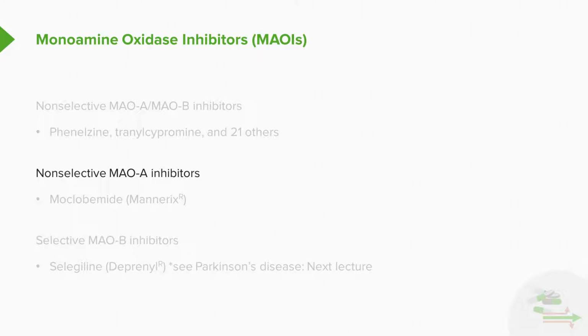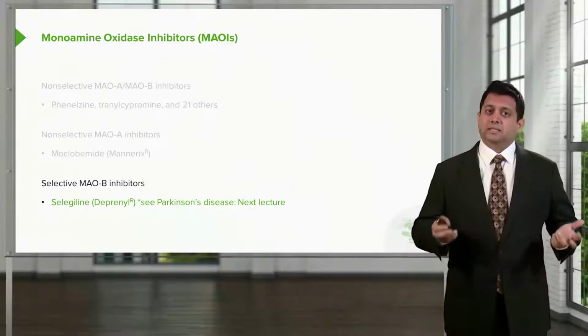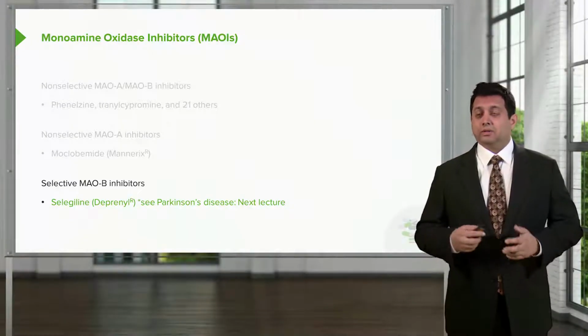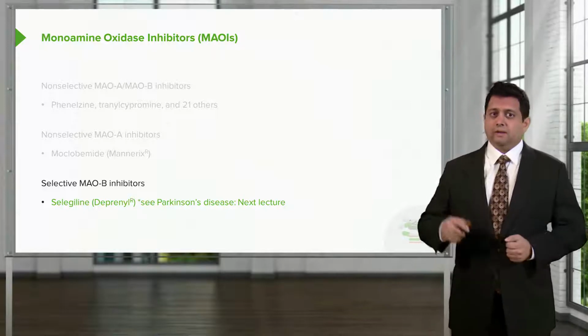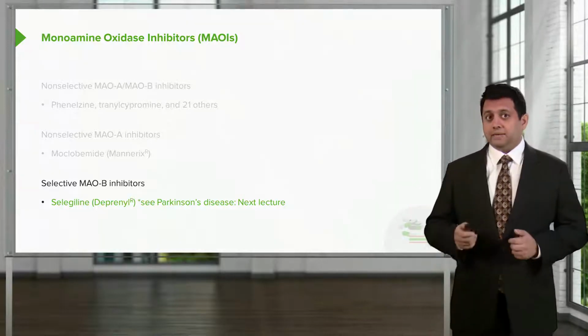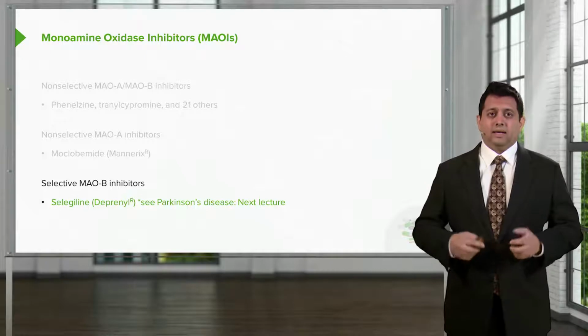The more selective MAO-A inhibitors include Manerix, or moclobemide. Now, this is a prototypical drug. This is the one that you'll probably be tested on. The selective MAO-B inhibitor is selegiline, and it is also used in Parkinson's disease. This is a prototypical drug. There are many, many MAO-A and MAO-B inhibitors that are selective, and you don't need to know them all.